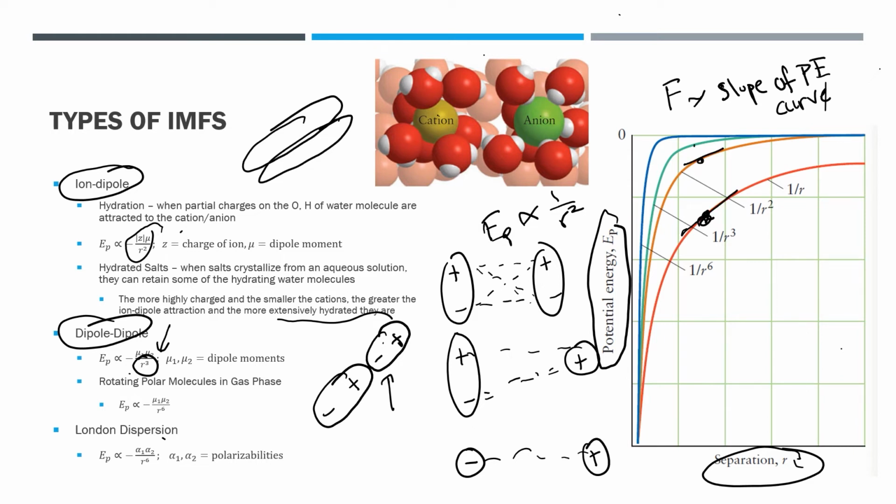Take the slopes, take the slopes. What do we see? The slope of the 1 over r curve is much greater than the slope of the 1 over r squared, which is greater than the 1 over r cubed, which is greater than the 1 over r to the 6th. This makes sense. This is what I've been talking about all along: the higher the denominator power is, the weaker the intermolecular force, because the less steep the slope is. So 1 over r to the 6th means the weakest force.